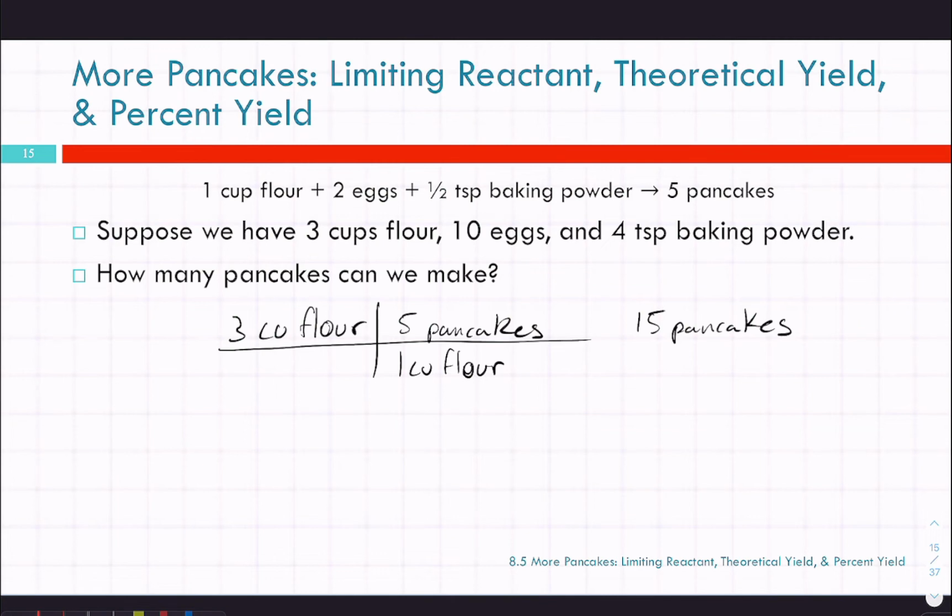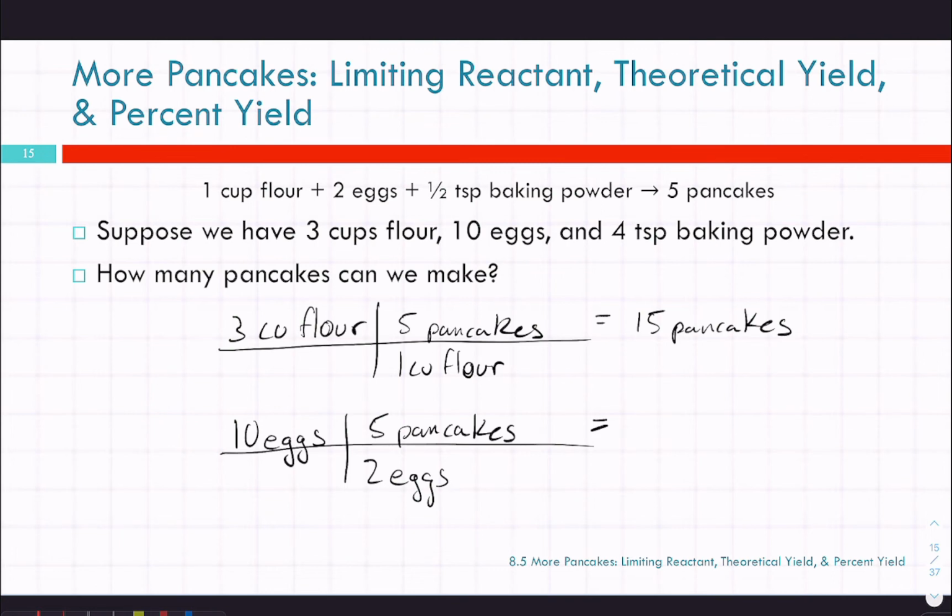Now let's say we have 10 eggs. Assume we have enough of everything else. We start with our 10 eggs. Our ratio for eggs to pancakes is 2 eggs to make 5 pancakes. So 2 eggs make us 5 pancakes. That'll give us 10 times 5 divided by 2. 10 times 5 is 50, divided by 2 is 25. So 25 pancakes.